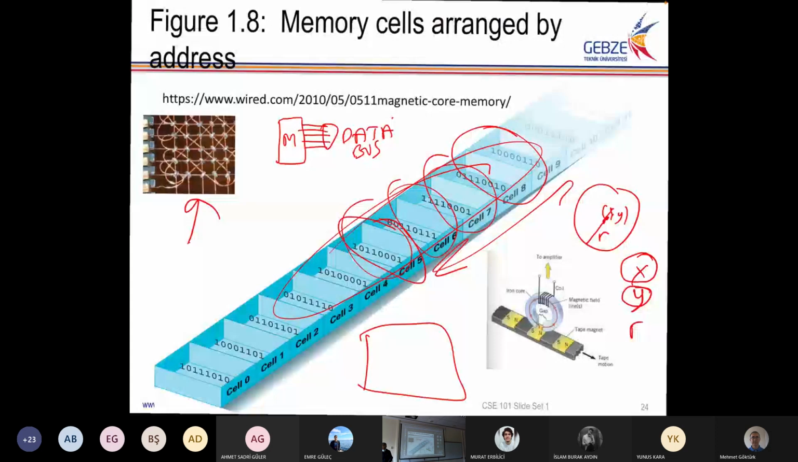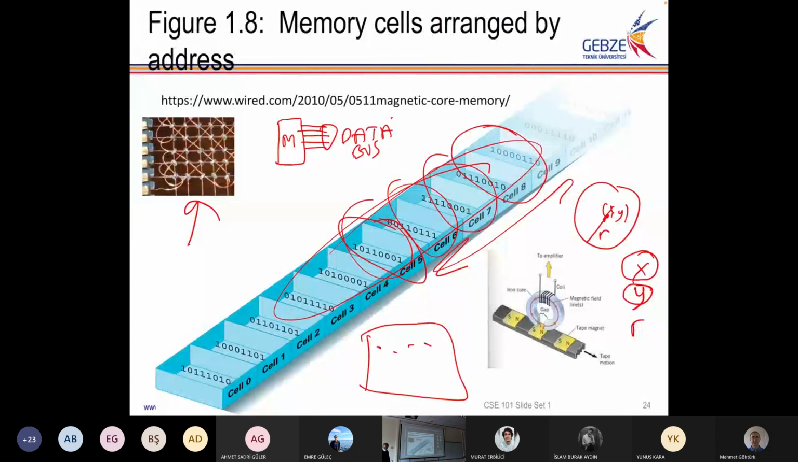If you put everything in the same place, how are you going to know which one is which? Which one is which? Because each one has an address. Each one has an address, like door numbers. Door 1, door 2, door 3, door 4.